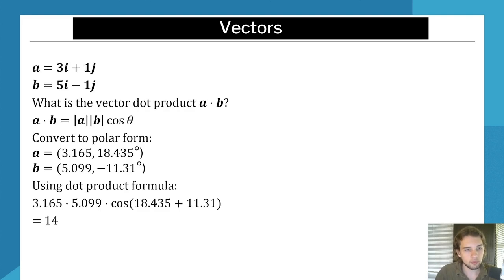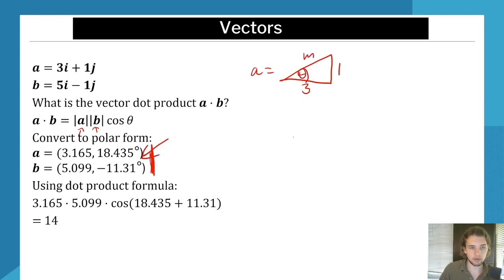So let's look at how the dot product is found between these two vectors. What is the dot product of A dot B? We're going to do this in polar form because we want the magnitude of each and then the angle between them, so we need their polar form. We have their polar form here that's been figured out. A is like this, where there's 3 and then 1. So the magnitude's up here and the angle's up here.